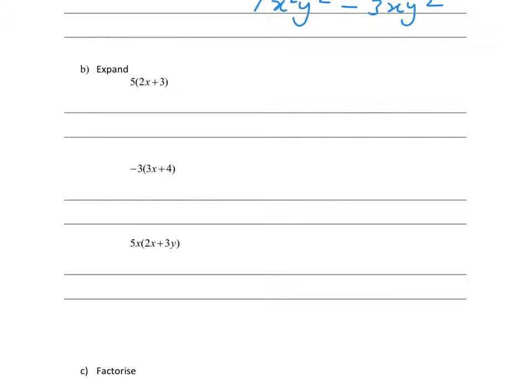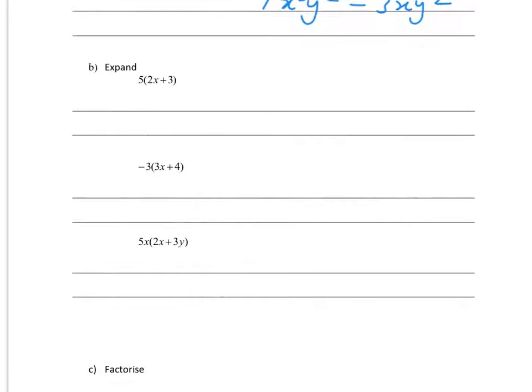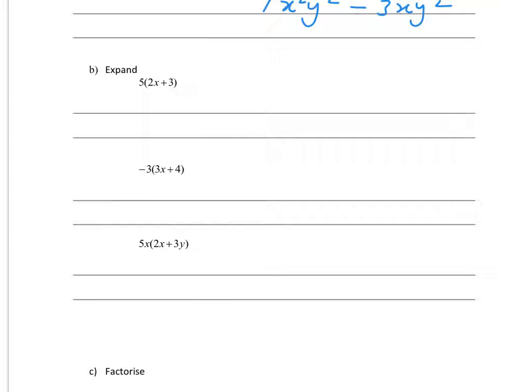The next section B is expand. When we expand, we multiply whatever's in front of the brackets by everything that's in the brackets, and that way we can get rid of the brackets. In the first example, 5 has to multiply everything in the bracket. So 5 times 2x is going to be 10x. And then 5 times a positive 3 is positive 15.